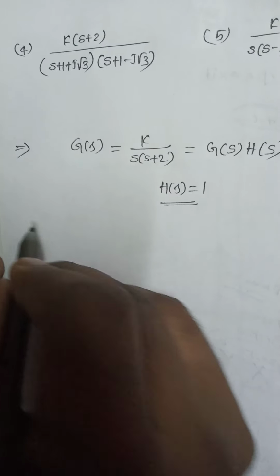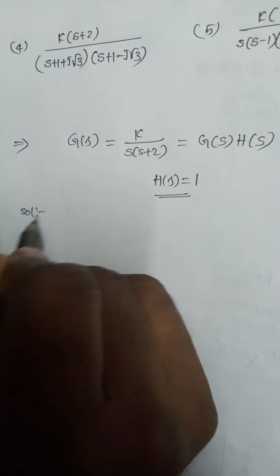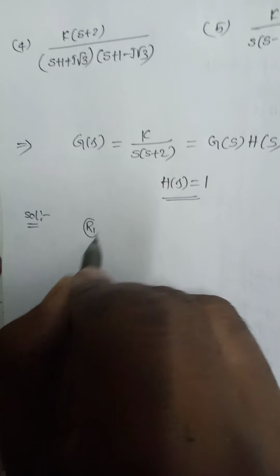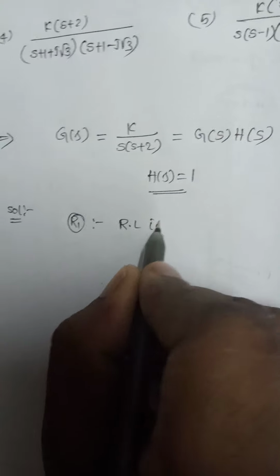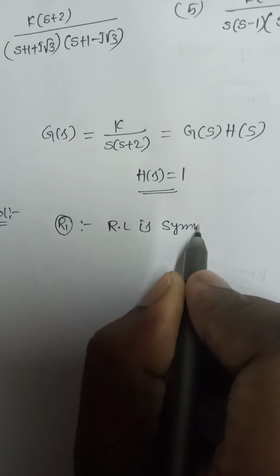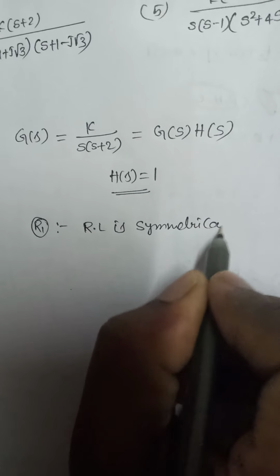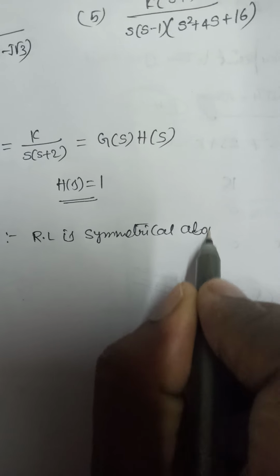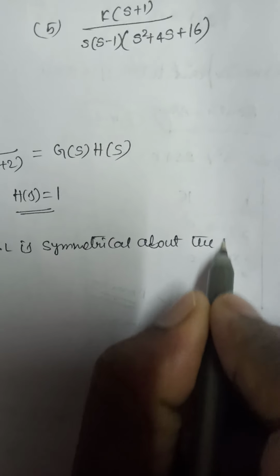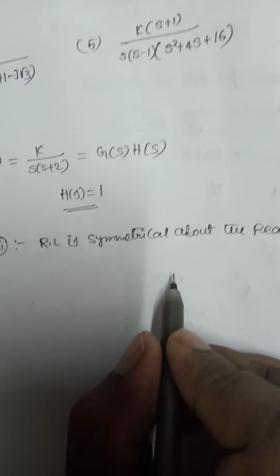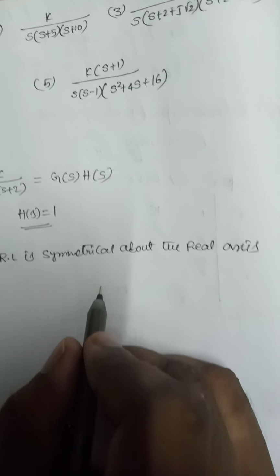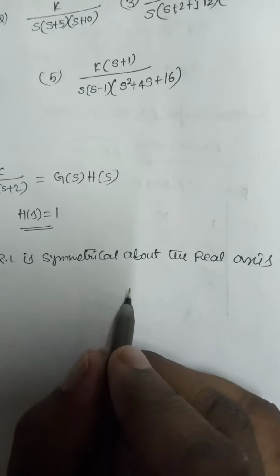So see, for this problem, how to draw the root locus. I will apply rule number 1 here. Solution. What is rule number 1? The root locus is symmetrical about the real axis. That means after drawing the root locus, we will identify that it is symmetrical about the real axis.